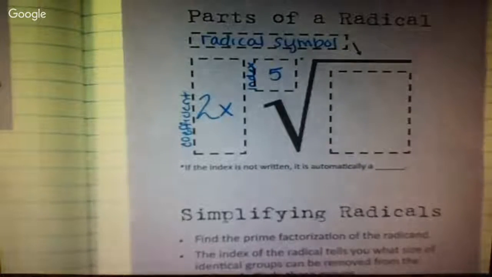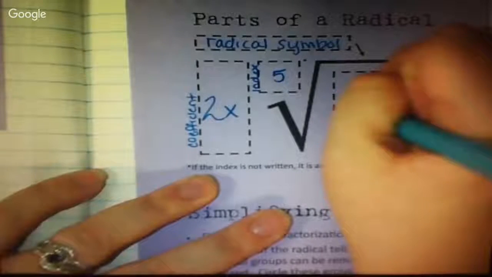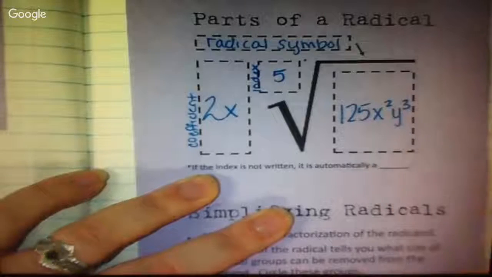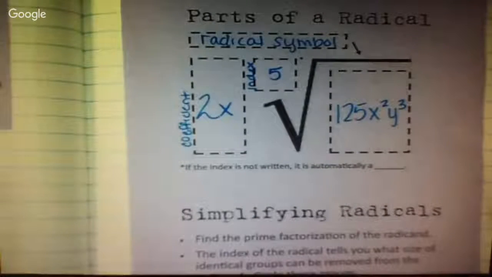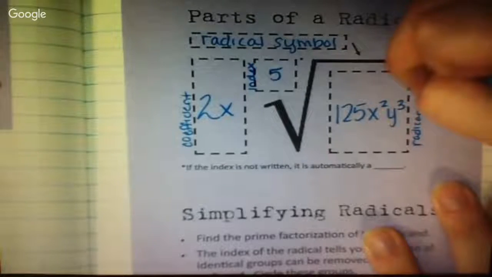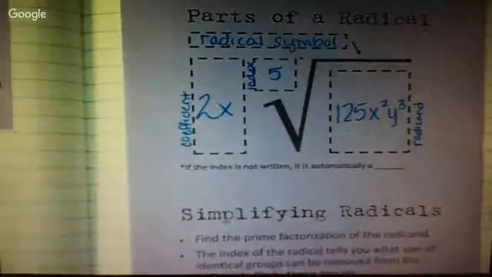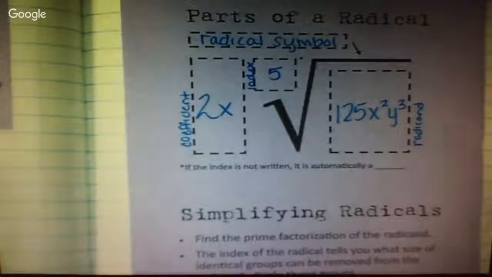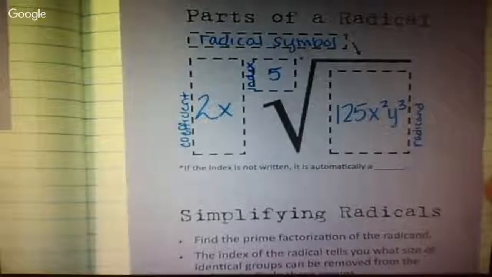And everything that's underneath that radical symbol, so we could have something like 125 x squared y to the third. This is called your radicand. R-A-D-I-C-A-N-D, if you can't see that.